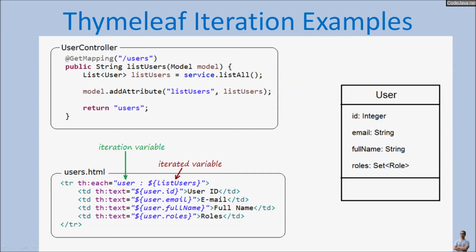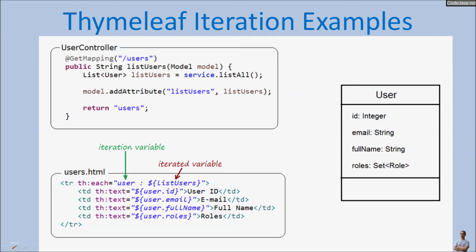I made this picture to help you understand how to use the Thymeleaf iteration tag with the Spring MVC controller class. As you can see here, we store a list collection, listUsers, in the model here. See, model.addAttribute. The attribute name is listUsers, and the object is a list collection that contains a list of user objects, and this is the entity class User that represents a user.